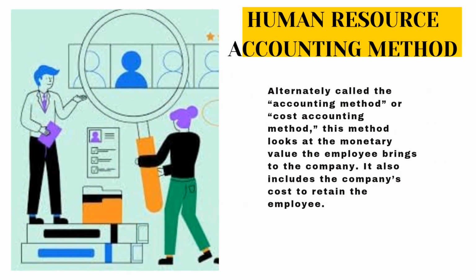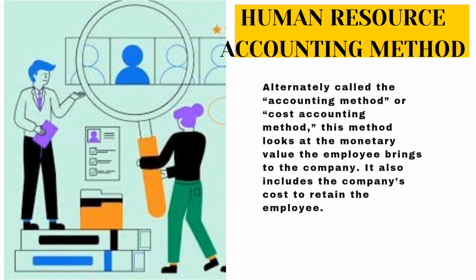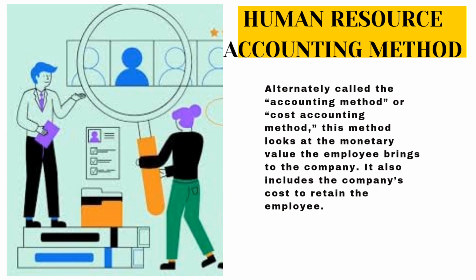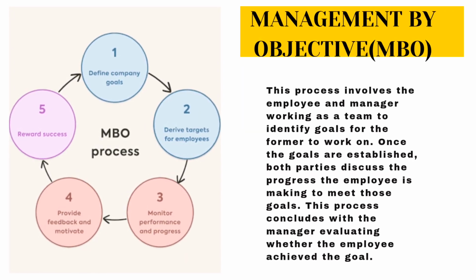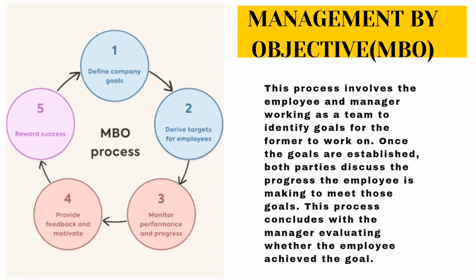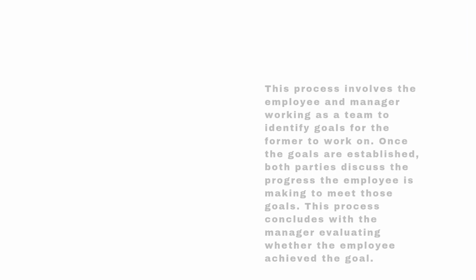Next is the human resource accounting method. It is also known as accounting method or cost accounting method. It looks at the monetary value that the employee brings to the company. It also includes the company's cost to retain the employee. Next is management by objective. This process involves the employee and manager working as a team to identify goals for the former to work on. Once the goals are established, both parties discuss the progress the employee is making to meet those goals. This process concludes with the manager evaluating whether the employee achieved the goal.